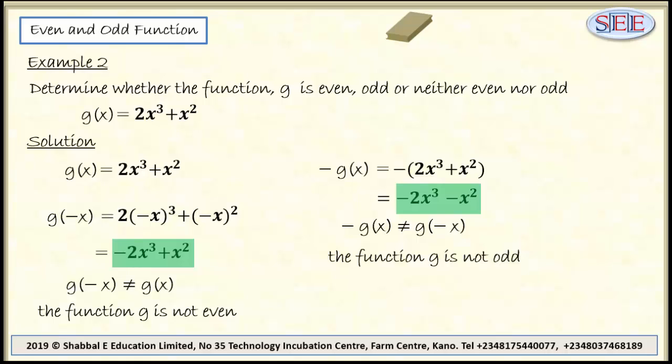We have seen that the function g is not even, and now we have seen that it is also not odd. Then we can conclude that the function g is neither even nor odd.